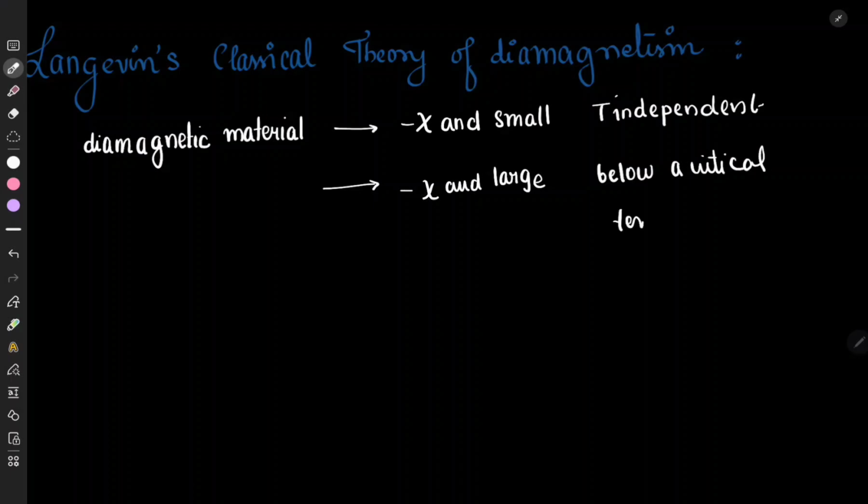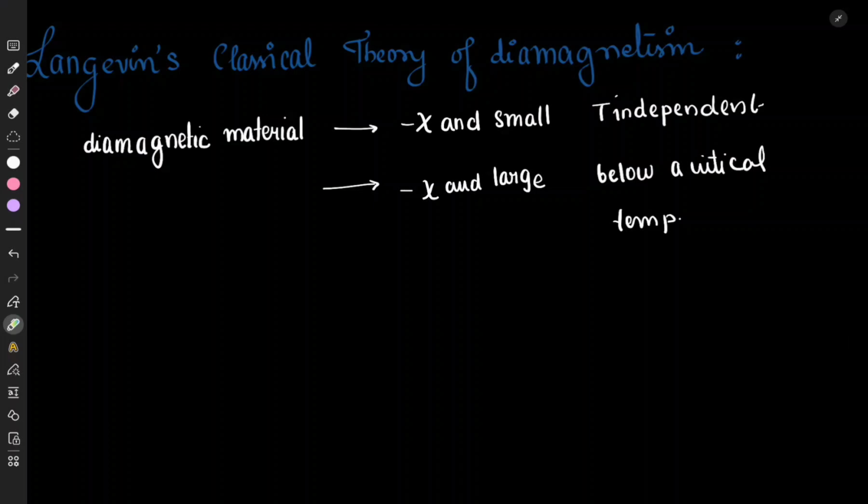So the examples for small and negative susceptibility are organic molecules, any polymer, silicon, germanium and all. Whereas in the case of susceptibility being negative and large, the examples are superconductors. So this is the basic gist of diamagnets.